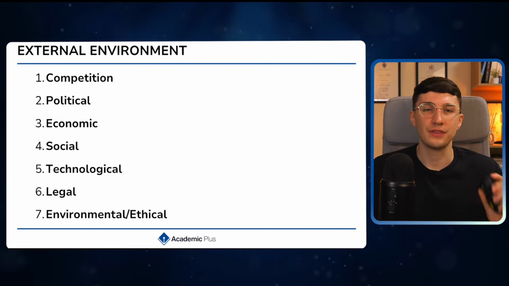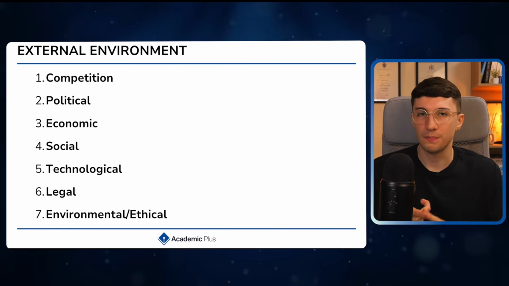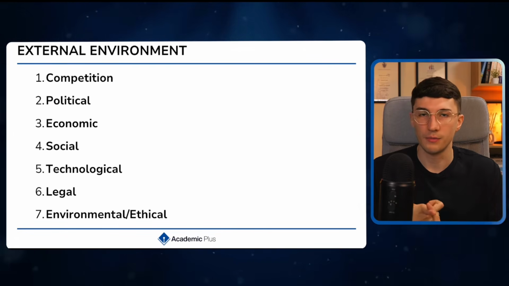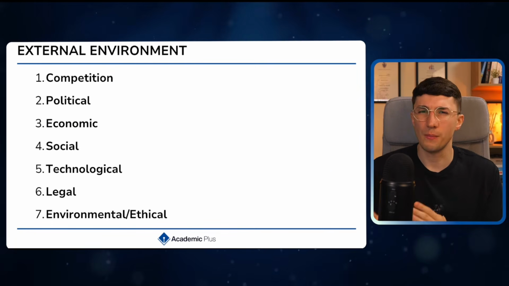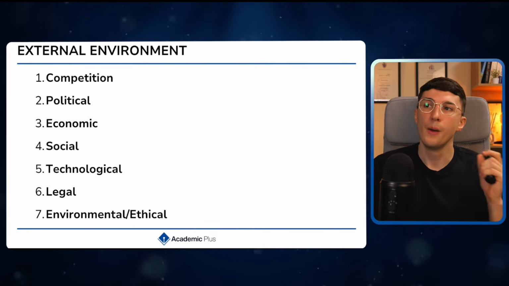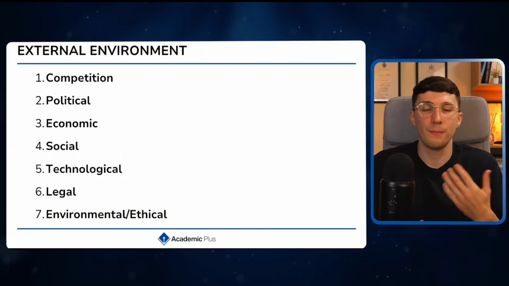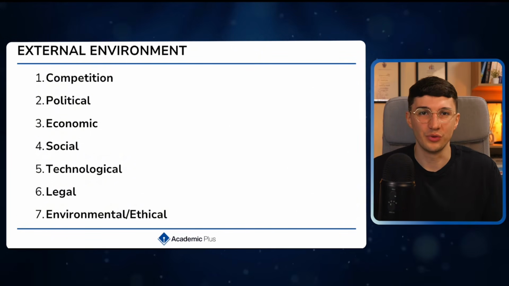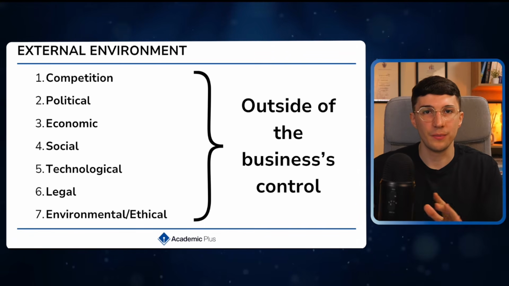Now, when we look at the external environment, first of all, use PESTLE: political, economic, social, technological, legal, and environmental. And we will go through PESTLE in a lot more detail across Unit 7. But of course, our competitors and what our competitors are up to, whether they're trying to get a competitive advantage over us or not. Now, all of this is outside of the business's control.